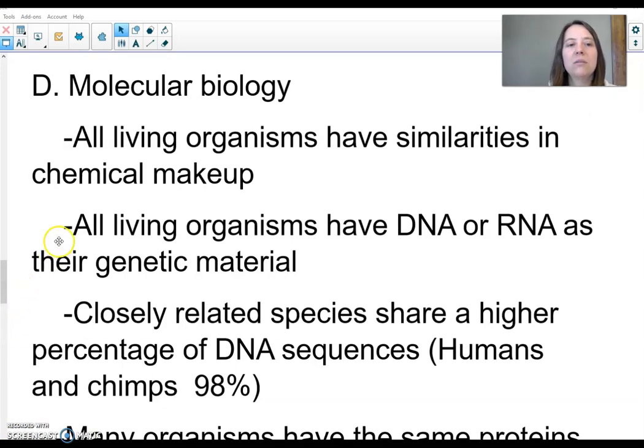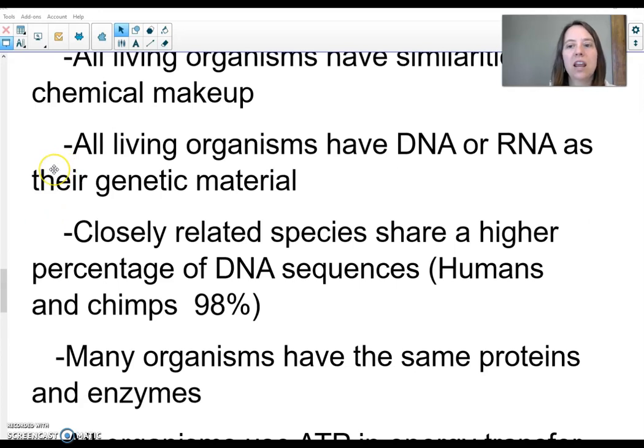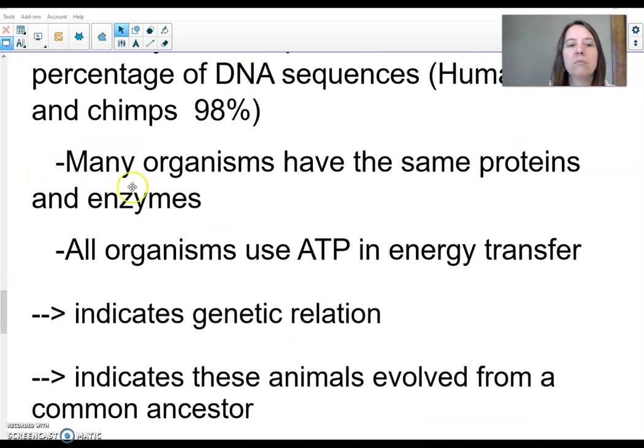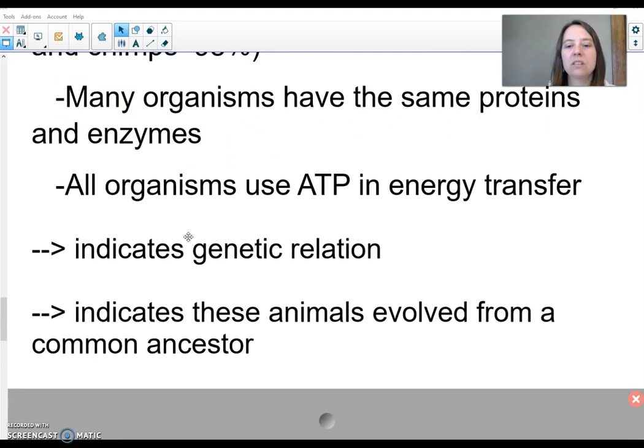So the building blocks of how to make a living organism, whether it's a bacteria or a human or a banana or a snake, are all very similar. All of them use DNA or RNA as their genetic material. All of them have a lot of the same proteins and enzymes. All of them use ATP to transfer energy.